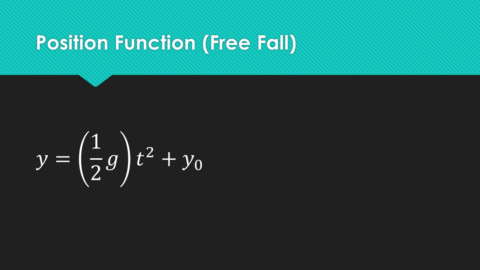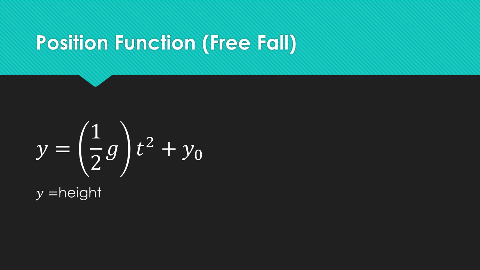Just to go over the function, I wrote it in y equals form to stress the importance of the function notation form, which I'm going to switch to in a second. The function is 1/2 g times t squared plus y naught. So y equals 1/2 g times t squared plus y naught. I want to tell you what each of these variables represents. y, our dependent variable, represents the height.